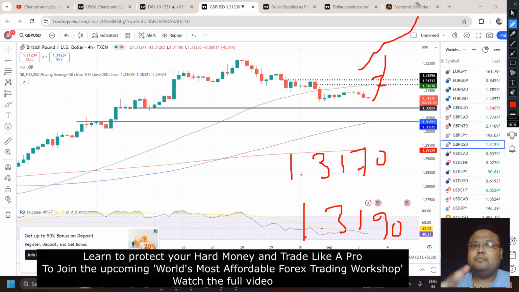As I said, the amount of correction on GBP USD is lower in comparison to Euro USD. So if we just look at the body language of the market here, it seems the GBP USD is just looking for an opportunity to go up again. So let's wait and watch.